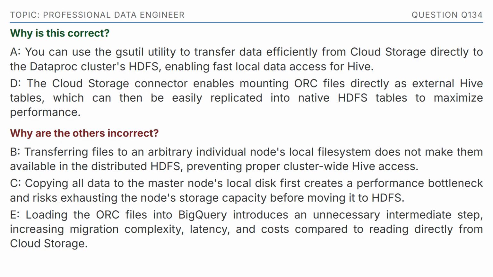Why are the others incorrect? B. Transferring files to an arbitrary individual node's local file system does not make them available in the distributed HDFS, preventing proper cluster-wide Hive access. C. Copying all data to the master node's local disk first creates a performance bottleneck and risks exhausting the node's storage capacity before moving it to HDFS. E. Loading the ORC files into BigQuery introduces an unnecessary intermediate step, increasing migration complexity, latency, and costs compared to reading directly from Cloud Storage.